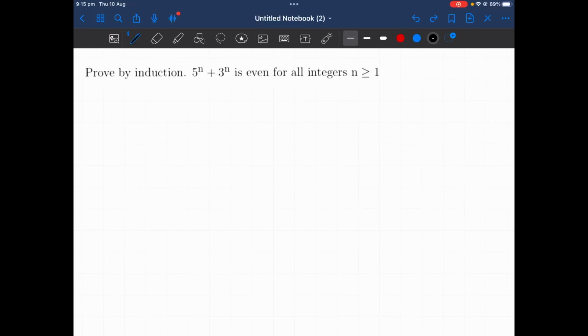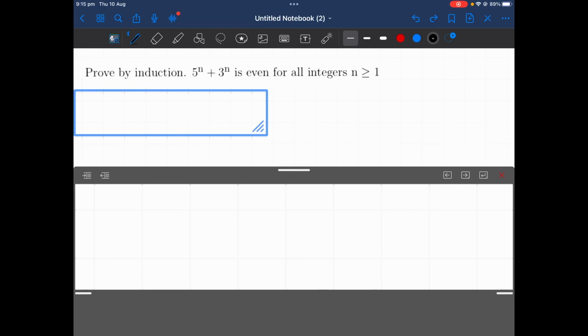Okay, so for this question, it's a little bit different. The main difference with this question is that there's a 5^n and there's a 3^n, so there's sort of two numbers with a power, and they're different from each other. The other thing is that it says "is even", but don't get confused by that. That just means is divisible by 2. So this is another divisibility induction question.